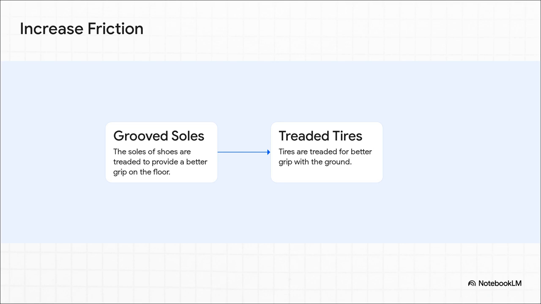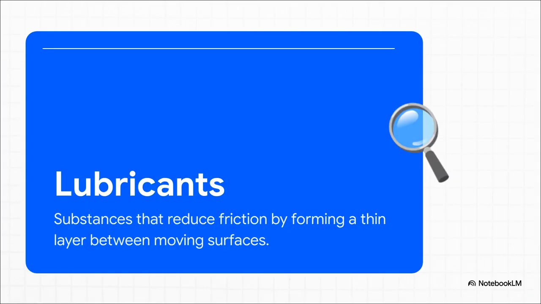We actually engineer things to be rougher. The treads on your shoes and the grooves on a car tire, those are there specifically to increase the surface area and give you a better grip on the ground. It's friction by design. Okay, but what about the opposite? What if we want less friction?